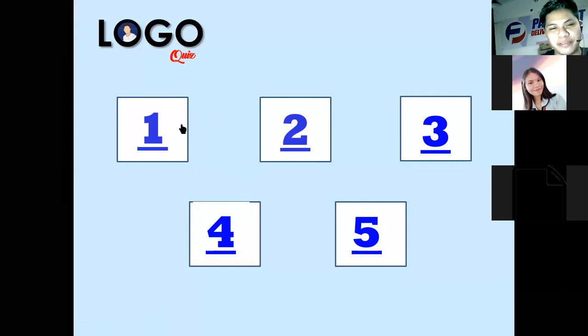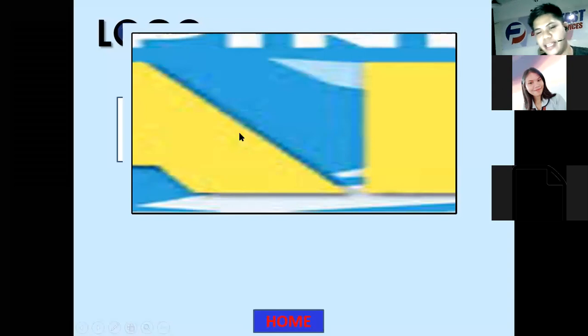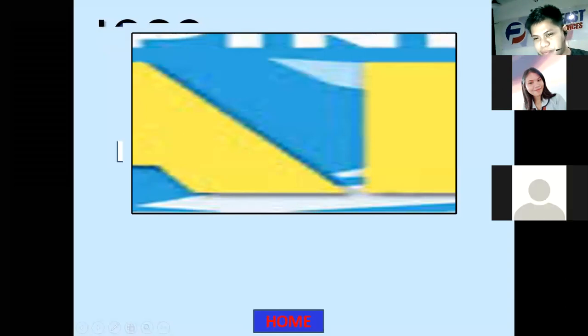Let's start with the first one, since we can randomly select. Sir Luel Posada, noted. Let's choose the first one. That is the first clue. Can anyone guess which logo we zoomed in on? Nobody yet. Let's check clue number two.